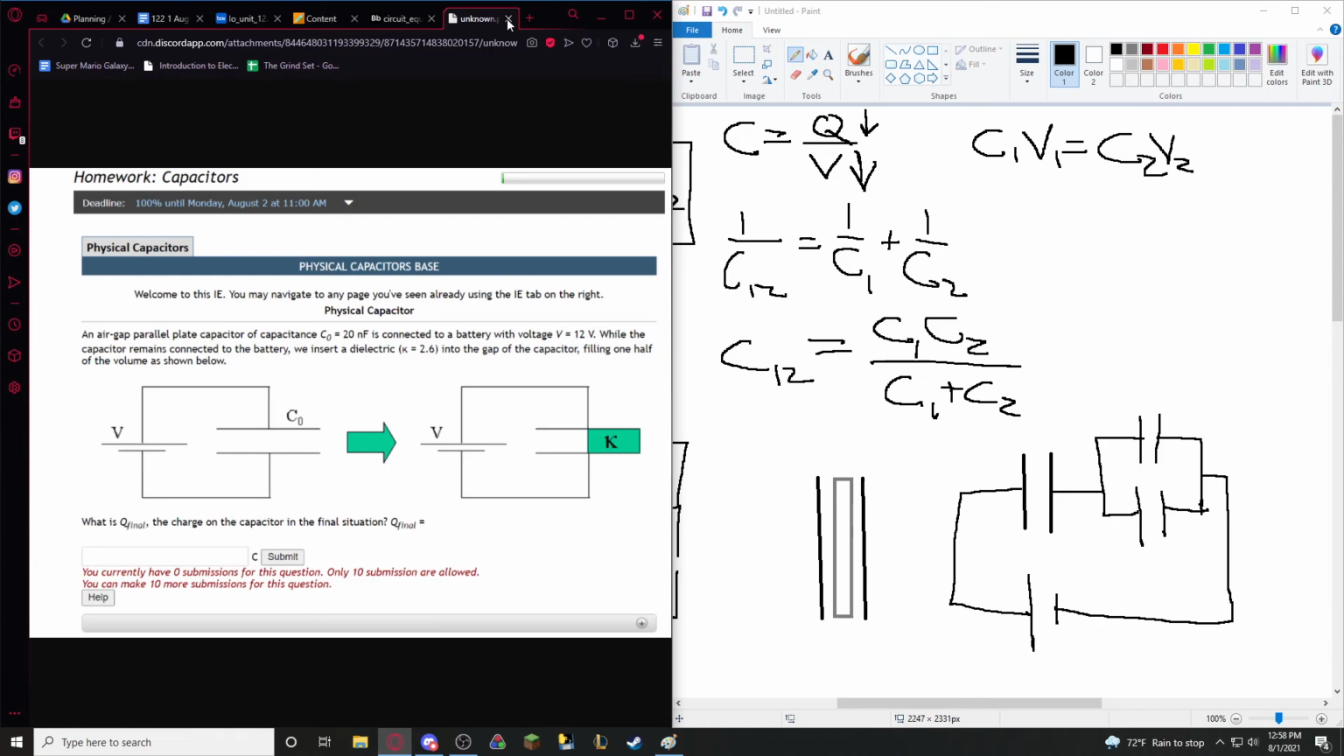So let's see. Oh, okay. But in this case, the kappa is given to us. Okay. Yep. 2.6. So that means half that should be 1.3. Yep, exactly. So the capacitance increases. It increases by 1.3 times. So what does that mean about the charge? The charge.